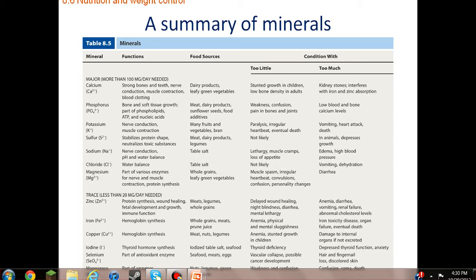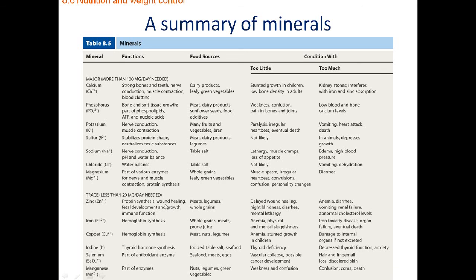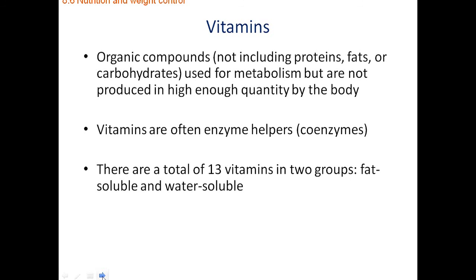Wait a minute. Oh, it's on page 187. So just kind of look over that. The major ones are calcium and phosphorus. The trace ones are zinc, iron, copper, and iodine. So just kind of read over them.